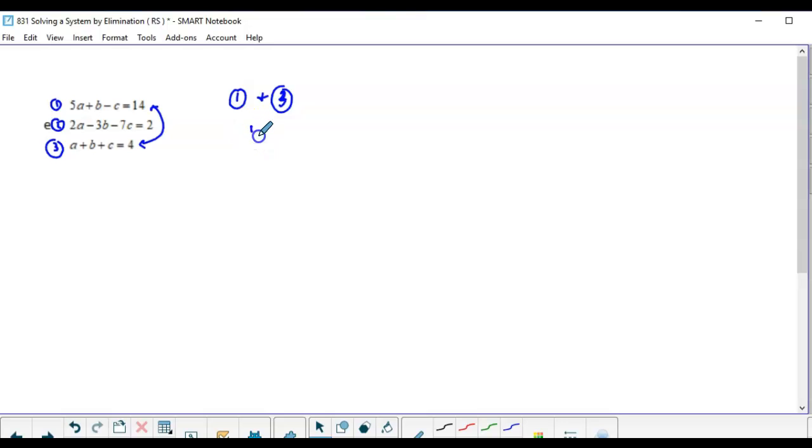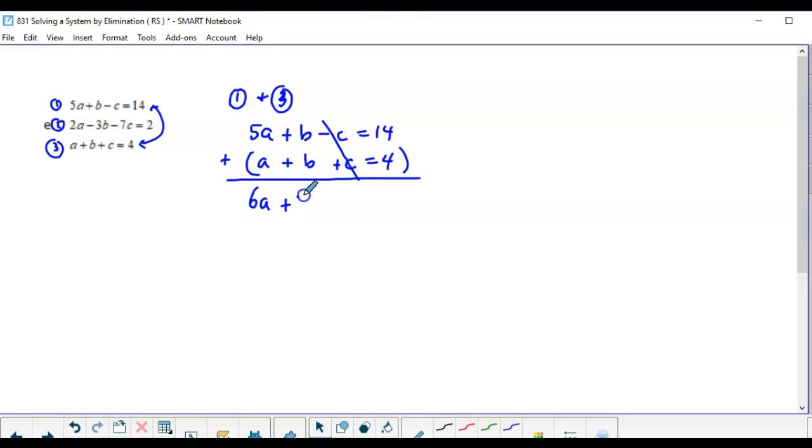And so I'm just going to copy them out. And looking at this, I'm going to just add them together to eliminate the c's. So that's going to be 6a plus 2b equals 18. Okay, so now I'm getting it in terms of a and b. That means that when I deal with equation 2, I've got to eliminate the c's. Okay, I've got to get it down to a's and b's. If I try to eliminate a or b, then I'm kind of going around in circles.